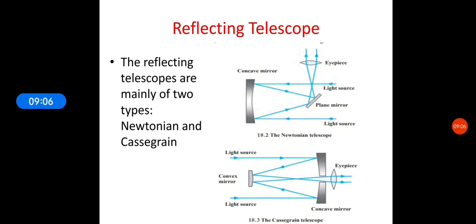While in the Cassegrain telescope also a concave mirror is used, but here the light rays after reflection from the concave mirror are reflected back towards it by a small convex mirror. They pass through a hole at the center of the concave mirror and then through the eyepiece situated at the back of the mirror. The eyepiece gives us a magnified image of the source. In this way, by using the refracting telescopes and reflecting telescopes, we can observe the heavenly bodies which are located far away from us, from the earth's surface.